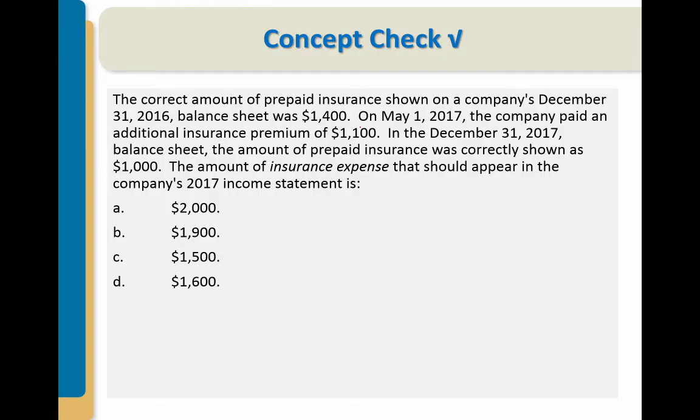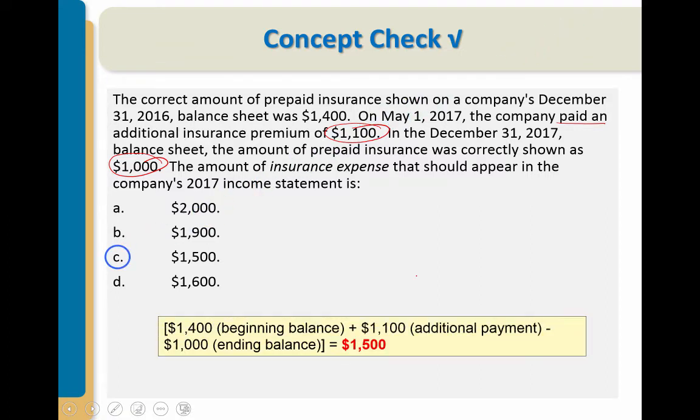So here's a concept check. If you work through this problem, you will see that we have prepaid insurance of $1,400. We paid an additional insurance premium of $1,100. And the amount of prepaid insurance was correctly shown at $1,000. So the amount of insurance expense that should appear is, hopefully you've entered, $1,500.